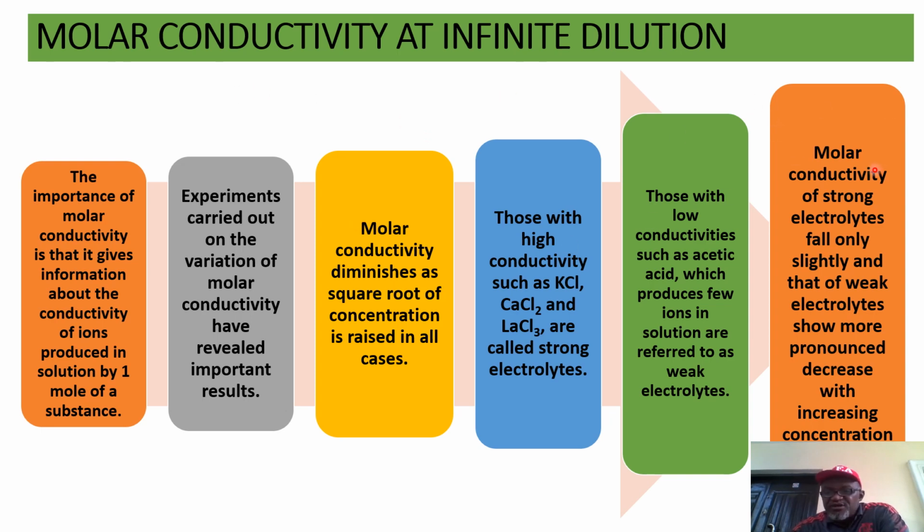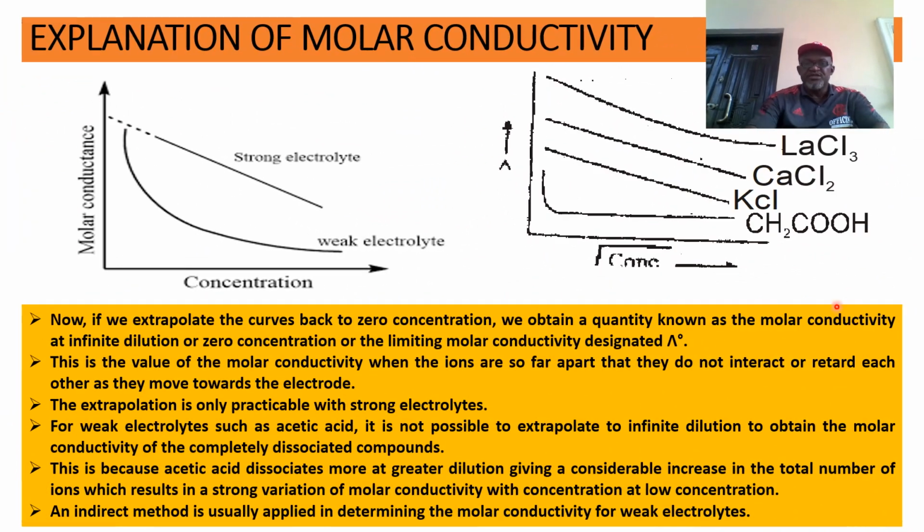So molar conductivity of strong electrolytes falls only slightly, and that of weak electrolytes shows a very pronounced decrease with concentration. So when concentration changes, the behavior of strong electrolytes and the behavior of weak electrolytes are not the same in terms of molar conductivity. We are going to see shortly. Now look at these two graphs. We want to explain this molar conductivity. This first one is for strong electrolyte, and this one is for weak electrolyte.